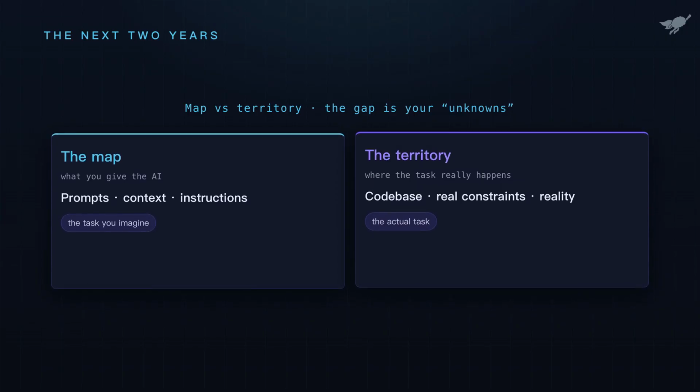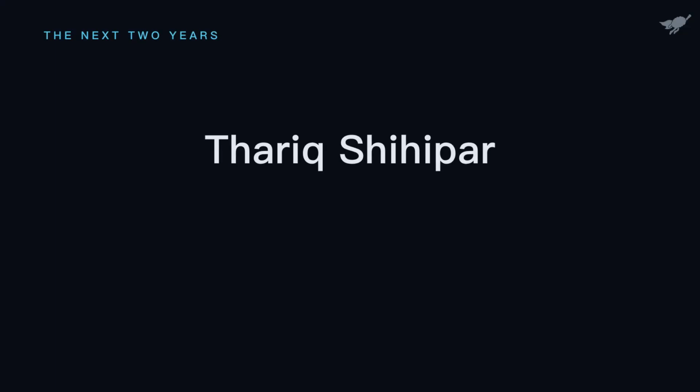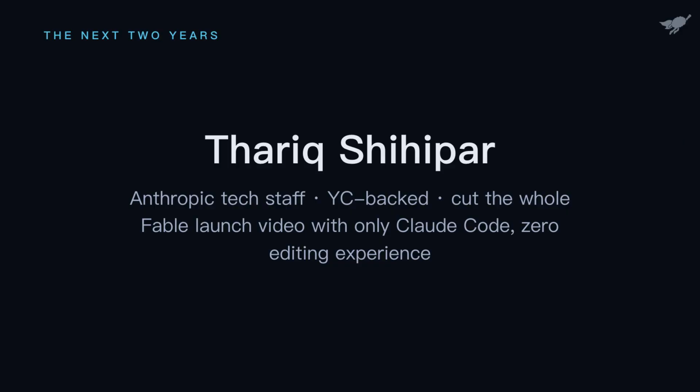First, who wrote this? Thariq Shihipar, technical staff at Anthropic, a YC-backed founder, and widely seen as one of the people who understands Claude Code the deepest. He did something that surprised a lot of people. A guy with zero video editing experience cut the entire Fable launch video by himself, using nothing but Claude Code. What got him there wasn't some fancy prompting trick. It was one thing he did the whole way through. At every uncertain point, he found his own unknowns first, and then he started working.